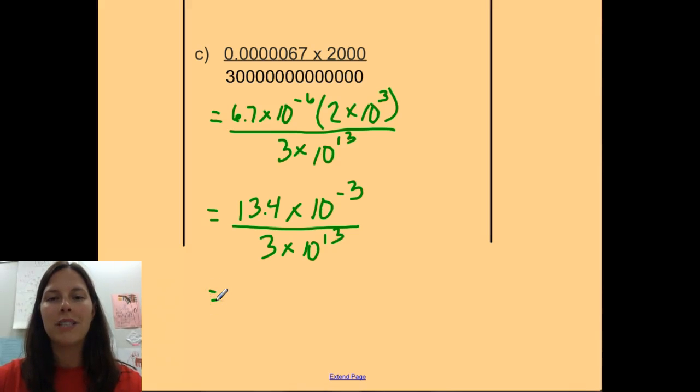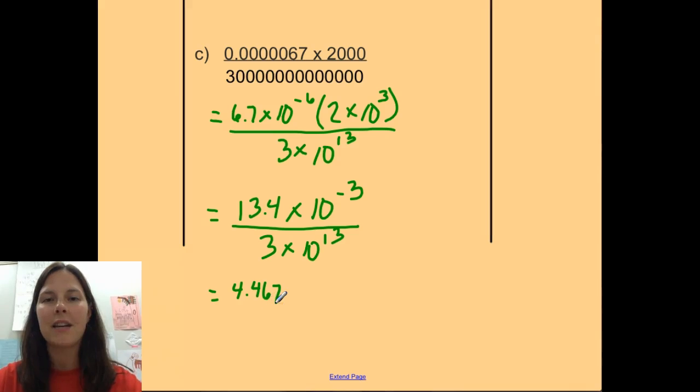My next step will be to divide 13.4 by 3. This gives us 4.467. Anytime you need to, round to 3 decimal places. Subtracting those exponents when I divide, -3 minus 13 is -16. This time our number did end up in scientific notation because 4 is between 1 and 10.